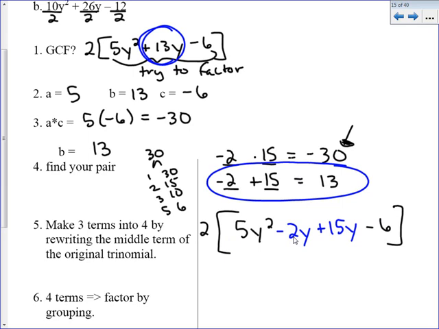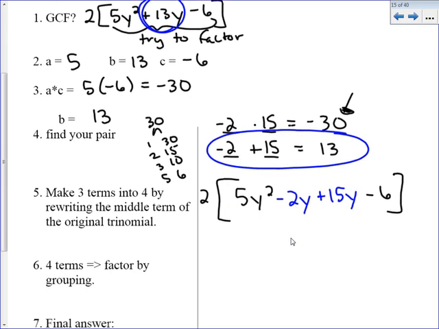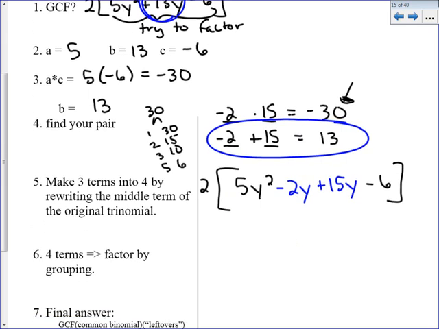So now I'm going to go to grouping because I have 4 terms. That's what we're trying to do. We try to make a 3 into a 4 so we can go back to our grouping, something that we know. So what's my common factor for 5y squared minus 2y? What do they have in common? Y. They both have a y. They do not have a numerical greatest common factor, but they both have a y. So if I factor that out, I'm going to have 5y minus 2.